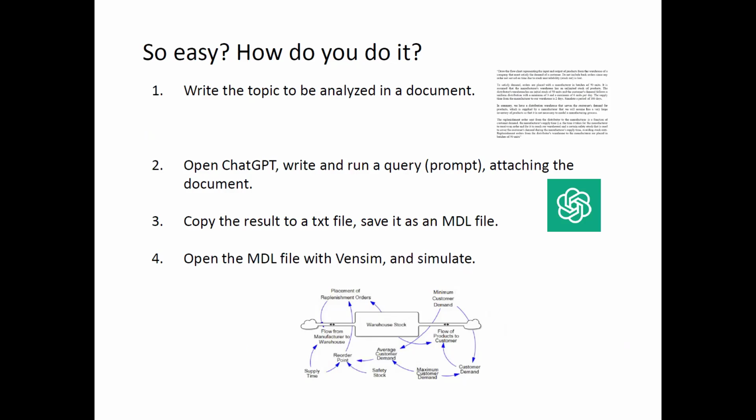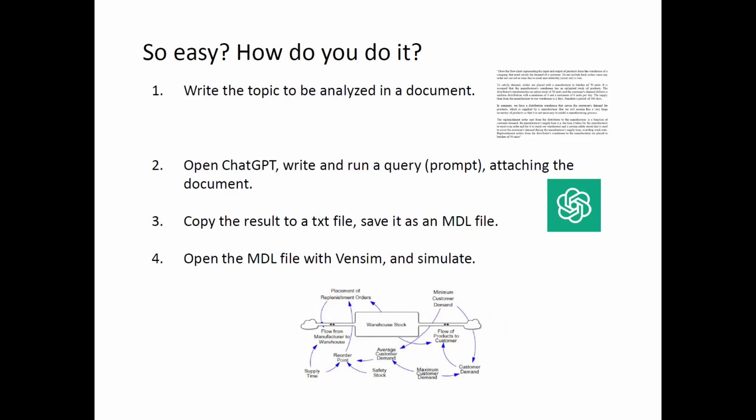The second step is to open ChatGPT, write and execute a query, which we will comment on later, attaching the document we have written. The result we will obtain is a .txt file, which is the result that ChatGPT will deliver. And we will save it with the MDL extension, which is the extension required by Vensim to run a model. Therefore, the last step is to take this file, this MDL file, open it with Vensim. And from there we can simulate.